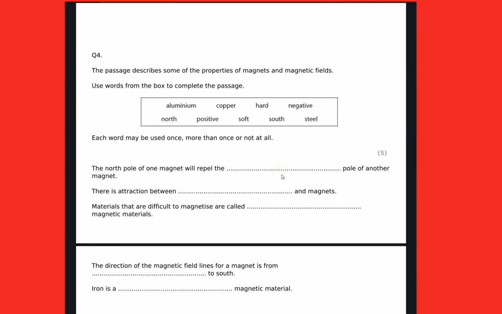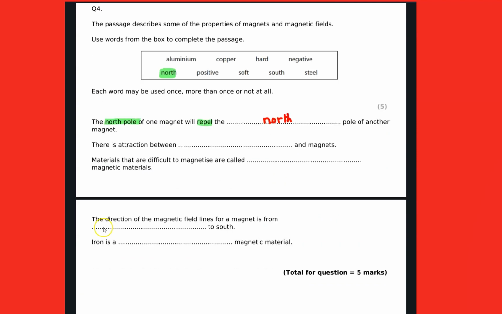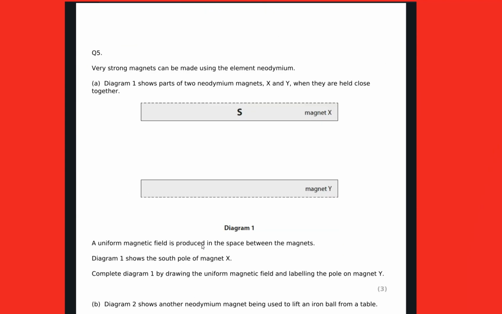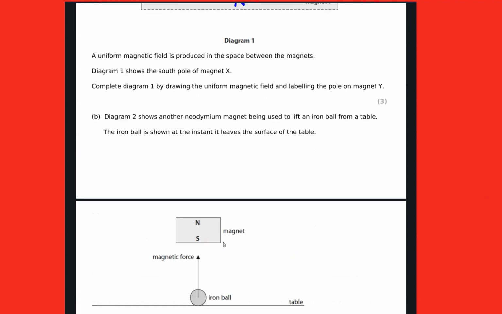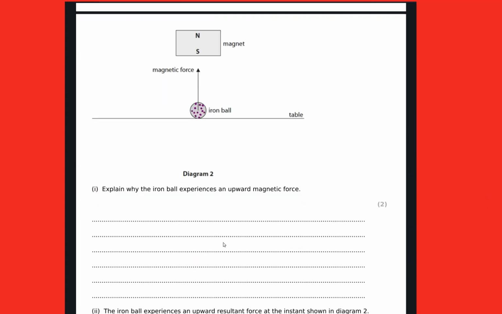So here we're going to say the correct word is north, and there is attraction between steel and the magnetic materials to the south. So iron is a magnetic material. For a magnetic field, the field lines must be uniformly distributed like that, pointing from the north.